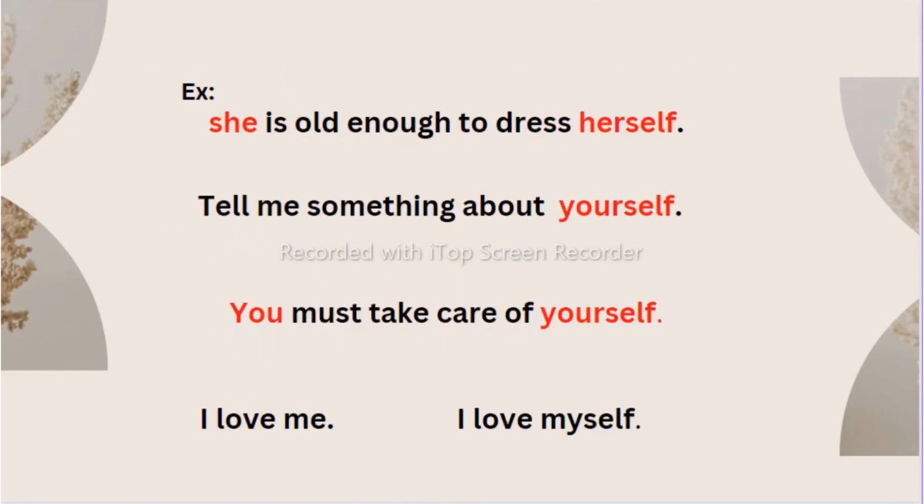So now let's discuss some more examples. She is old enough to dress herself. Here she is the subject and herself is the object of the sentence, and herself is reflecting back to the subject. We cannot say she is old enough to dress her. We have to say she is old enough to dress herself. If we are talking about the same person, we have to use the reflexive pronoun. Her is wrong; we have to use herself here.